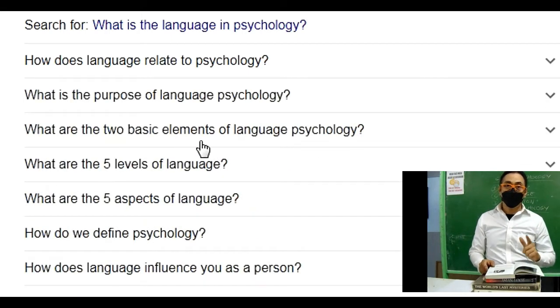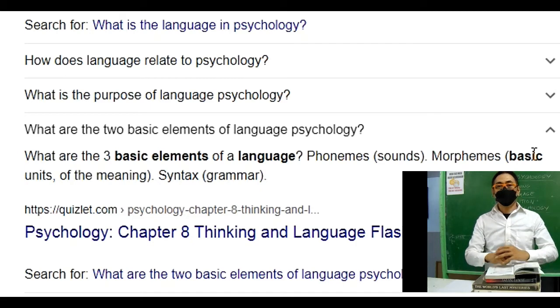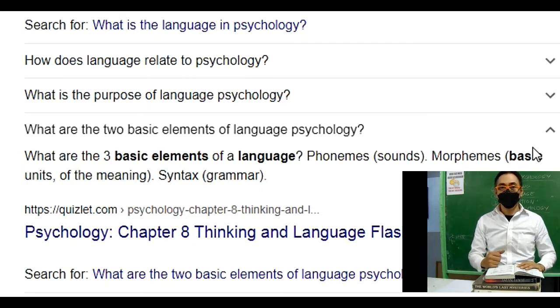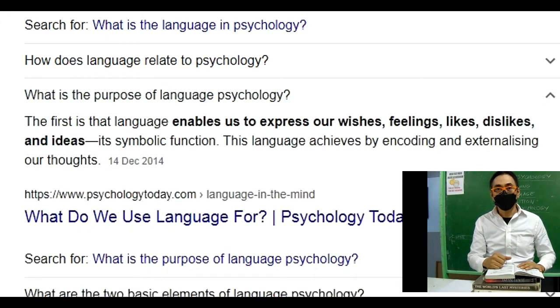The other question is, what are the basic elements of language in psychology? Make that three. The three basic elements of language are the phonemes, or sounds; morphemes, the basic units of meaning; and the syntax, or the grammar. Well, let's go to the purpose of language. We answered this already, so we go to the next question.